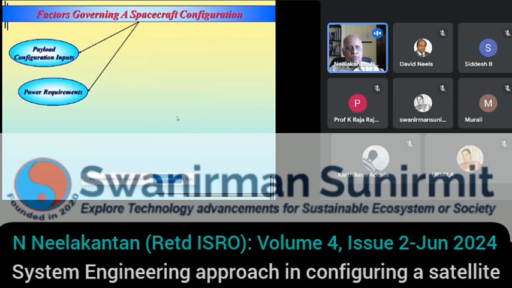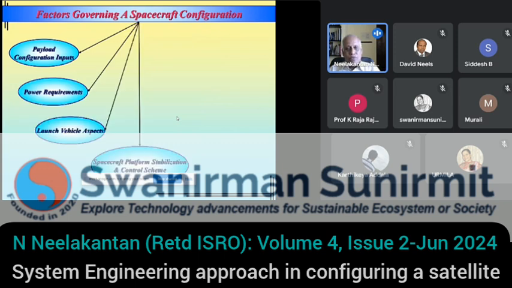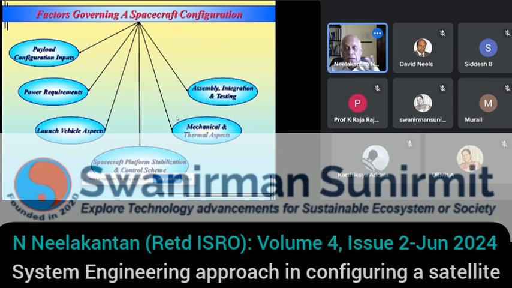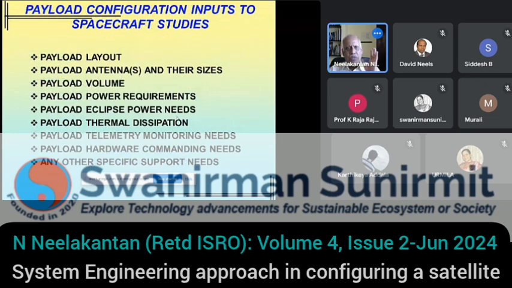All these things are the inputs which go to define the payload configuration, and then comes the spacecraft system. Payload configuration inputs, power requirements, launch vehicle aspects, spacecraft platform stabilization and control scheme, mechanical and thermal aspects of the payload, assembly, integration and testing of the payload, on-orbit life and mission requirements. All these factors govern the spacecraft configuration.